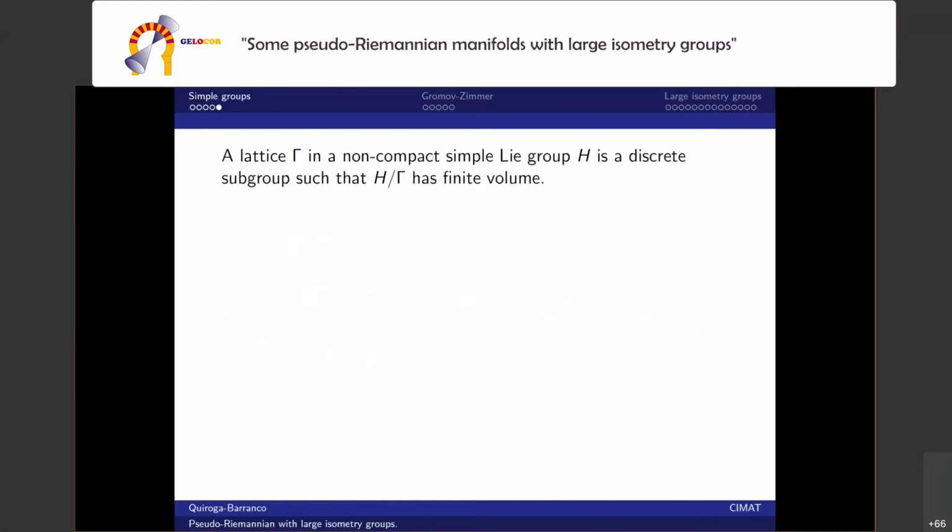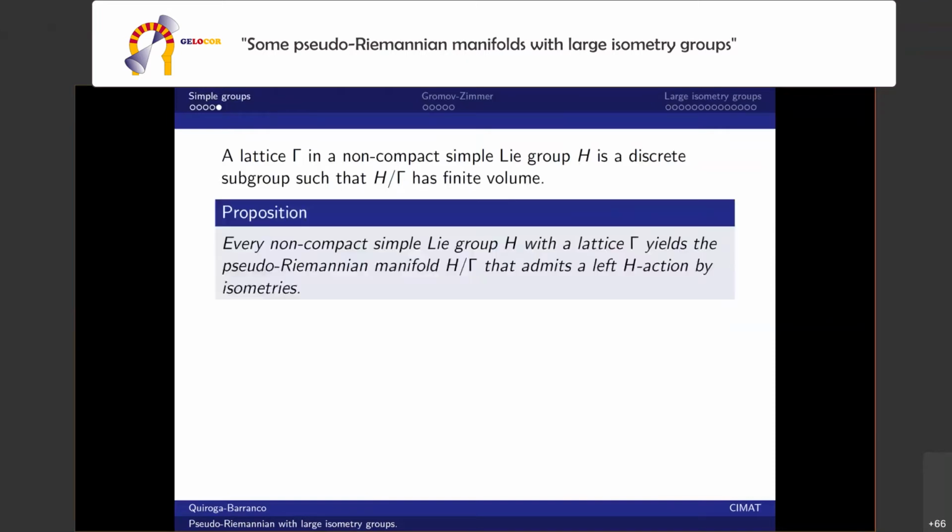Now, I'm going to take the construction a step further, using what is called a lattice. A lattice in a non-compact simple Lie group H is a discrete subgroup such that the quotient has finite volume. The volume I'm using here is just the one given by the invariant pseudo-Riemannian structure. Every simple group has lattices, both cocompact and non-cocompact, and out of that you can build a new pseudo-Riemannian manifold, which is actually nice: H mod gamma.